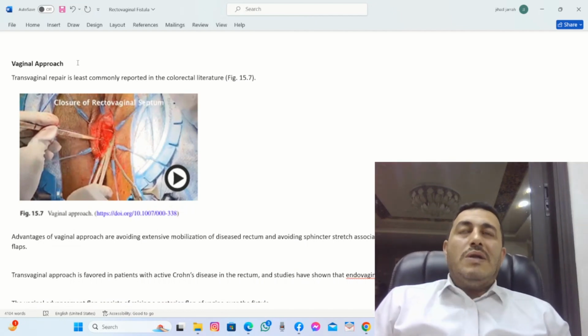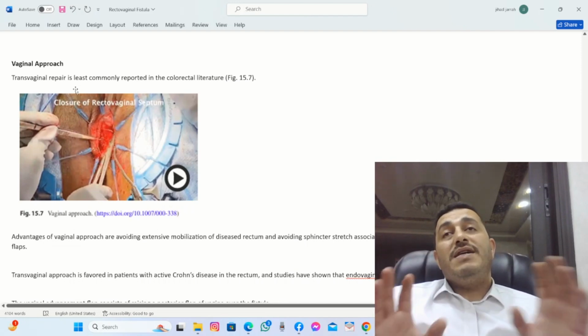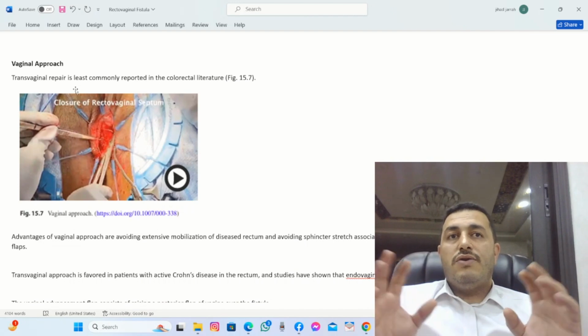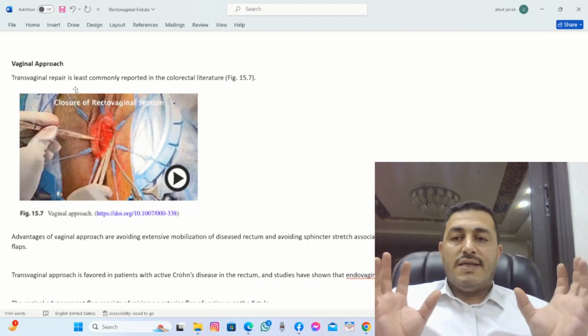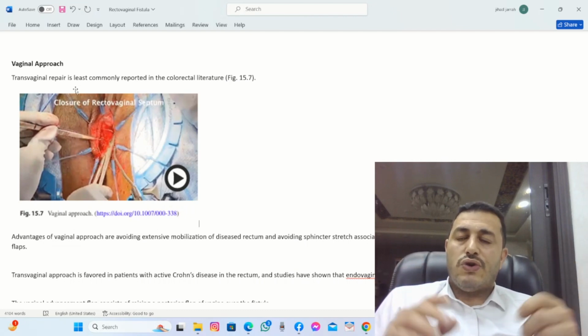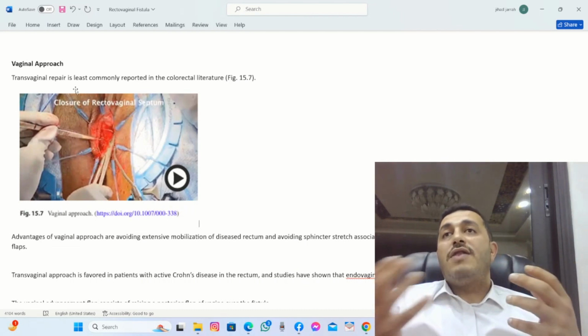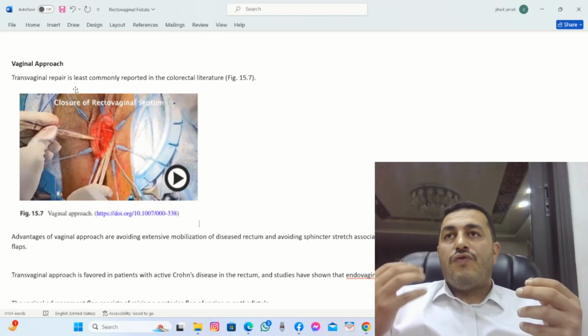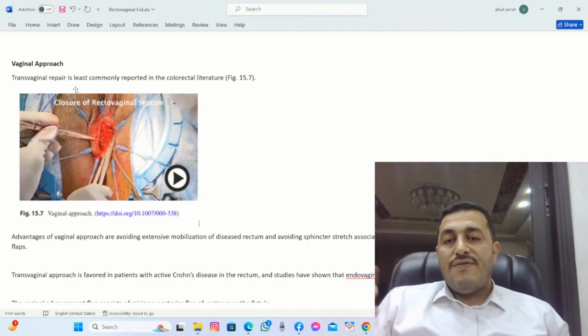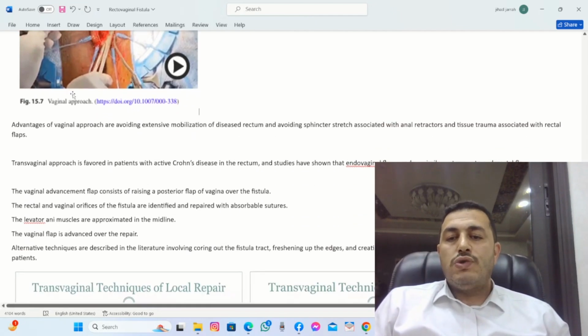Some old literature says that it's preferred to work on the high pressure zone. Here, if we compare the rectum and vagina, of course the rectum will be the high pressure zone, so it's preferred to work there. But actually, the flap from the vaginal side and the flap from the rectal side have the same outcome.